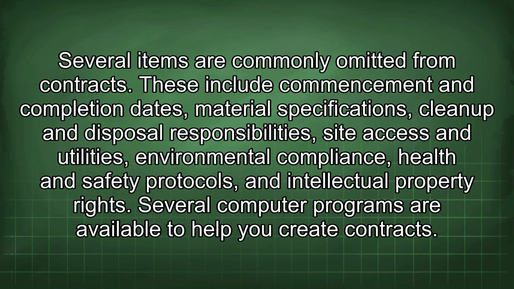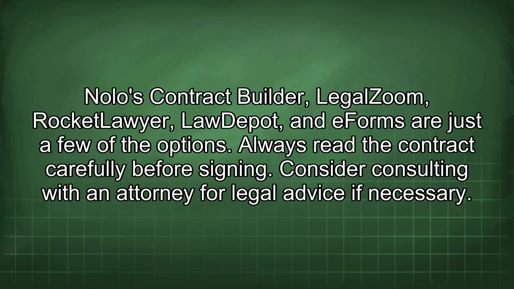Several items are commonly omitted from contracts. These include commencement and completion dates, material specifications, cleanup and disposal responsibilities, site access and utilities, environmental compliance, health and safety protocols, and intellectual property rights. Several computer programs are available to help you create contracts. Nullo's Contract Builder, LegalZoom, Rocket Lawyer, Law Depot, and eForms are just a few of the options.